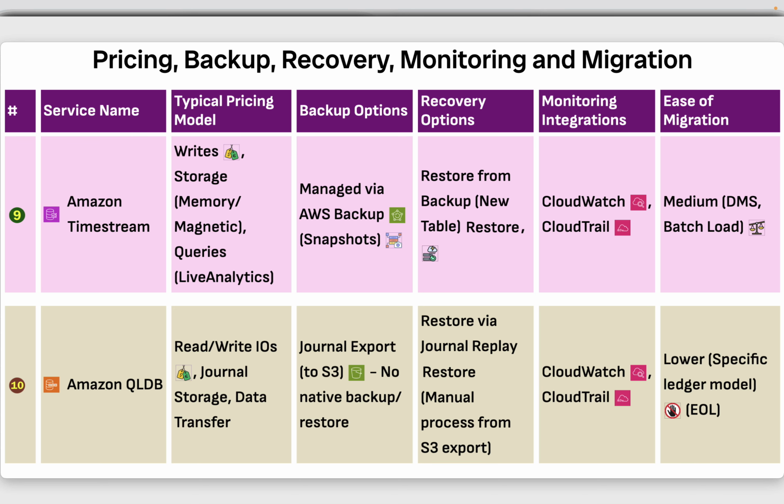Then Amazon QLDB. So pricing is read and write IOs, journal storage, and data transfer. Backup options: journal export to S3, no native backup and restore. Recovery options: restore via journal replay, a manual restore process from S3 export. Monitoring integrations: CloudWatch and CloudTrail. Ease of migration: low, or lower, due to the specific ledger model, but this is end of life.